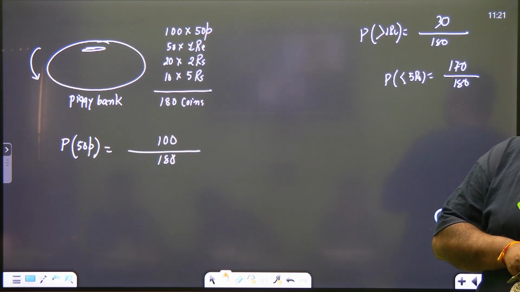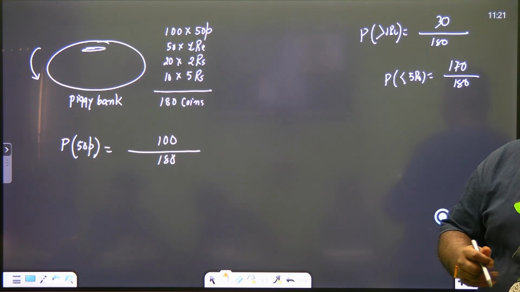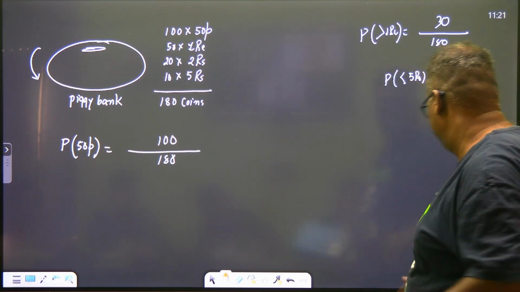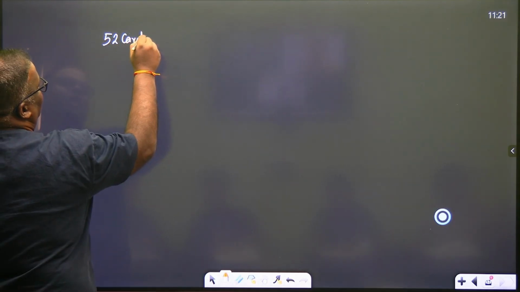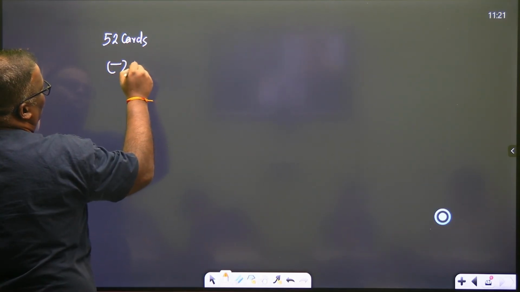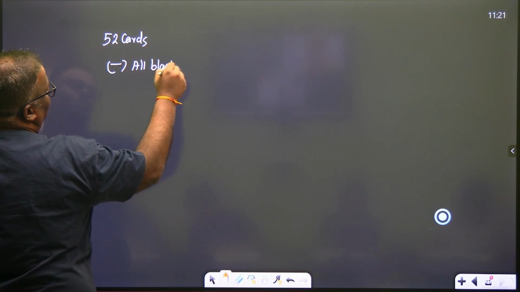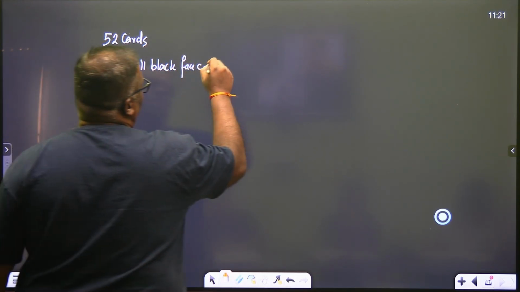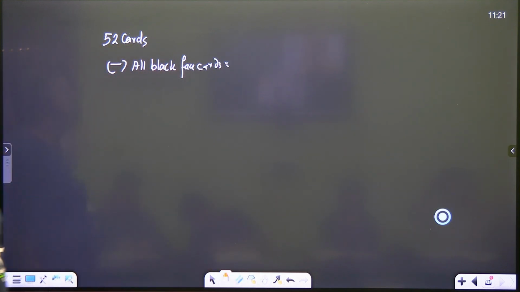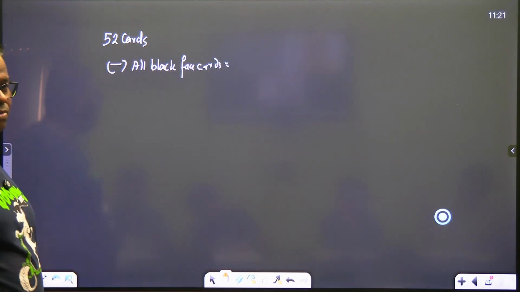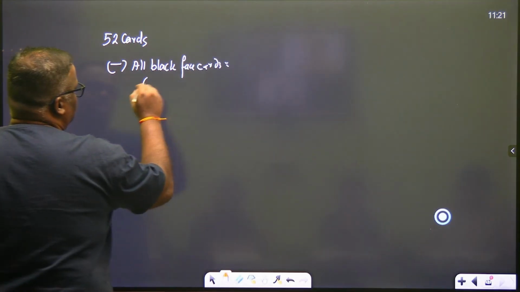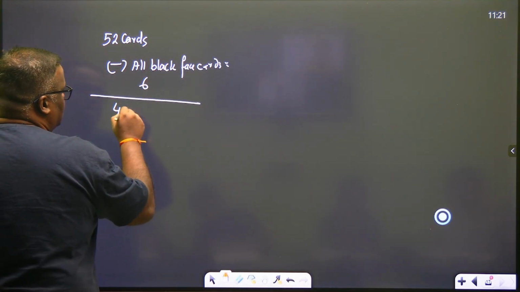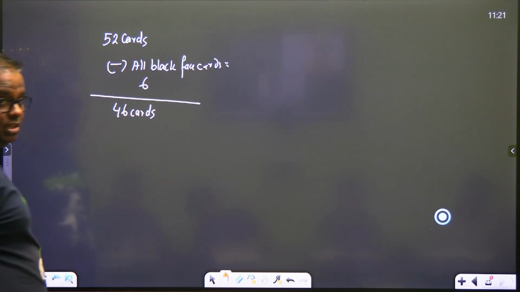On cards. I love cards. Okay, this is interesting. All black face cards are removed from a pack of 52 cards. From 52 cards, you removed all black face cards. So children, how many cards did you remove? 6 cards, because every suit has got 3 face cards. So you have actually removed 6. How much are you left with? 46 cards is what I am left with. Right? The story begins like this.